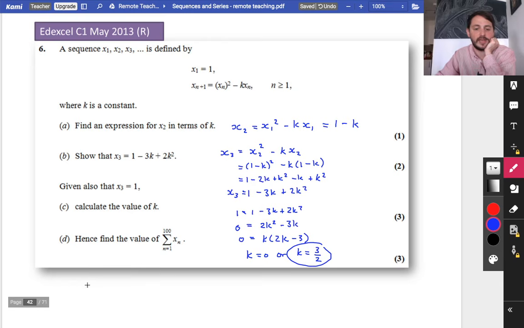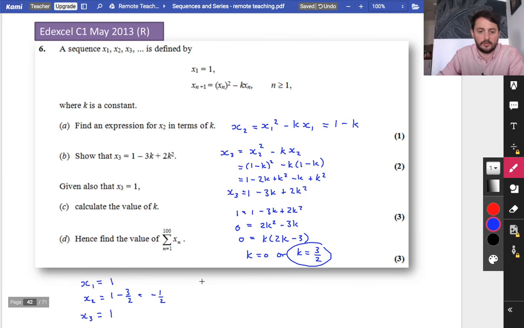Okay, well, if k is 3 over 2, we now know we're just going to have to substitute in some values and see if there's a pattern, because the previous rules do not apply. So x1 is 1, we already know that. x2 is 1 minus k, which is 1 minus 3 over 2, so that's minus a half. And then we know that x3 is going to be equal to 1. Well, when you put 1 in, you get minus a half as the next one.